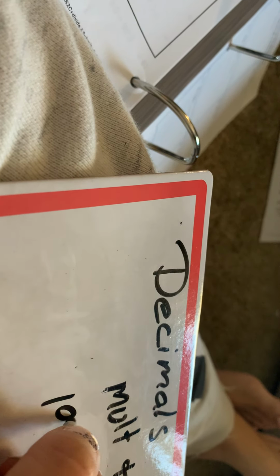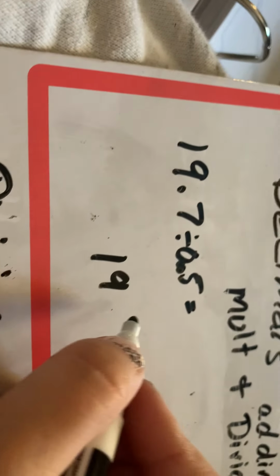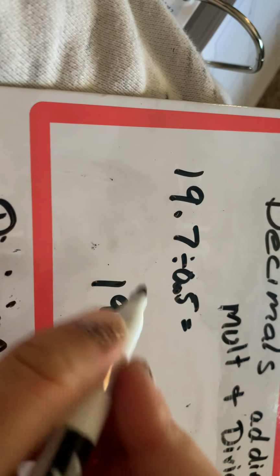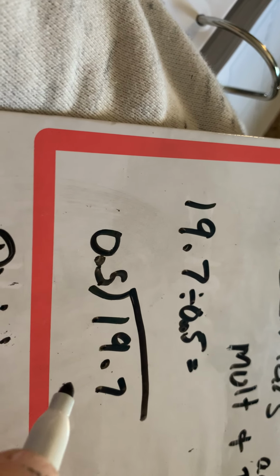Let's do 19.7 divided by 0.5. I'm going to write it over here so that way I have room to work. Remember, first I said I like to put it underneath each other. So 19.7 divided by 0.5. And remember I said you have to make this number a whole number.